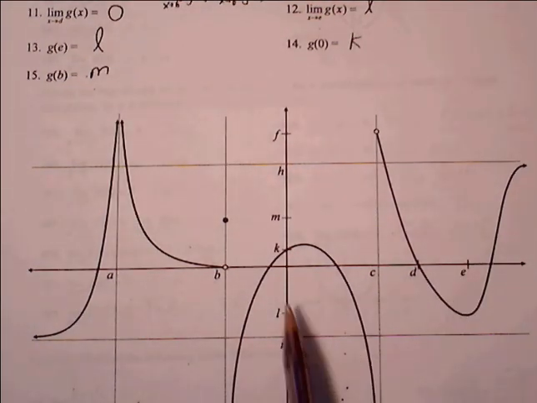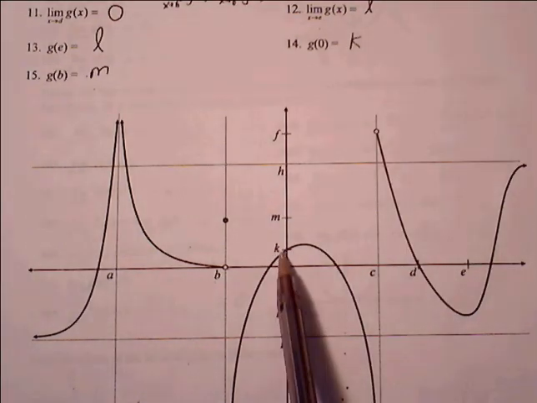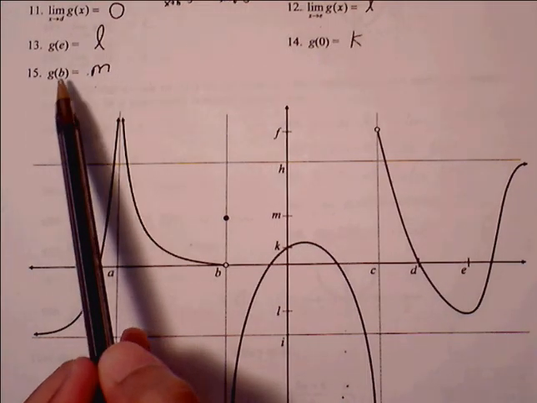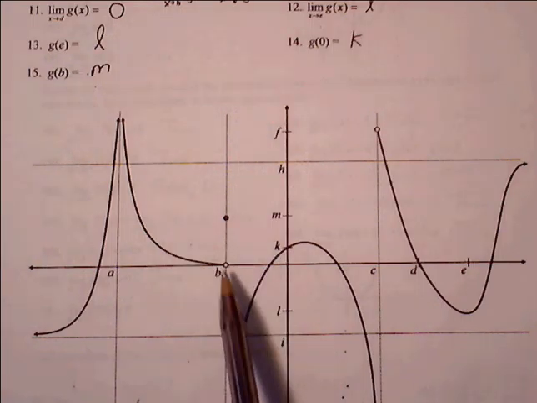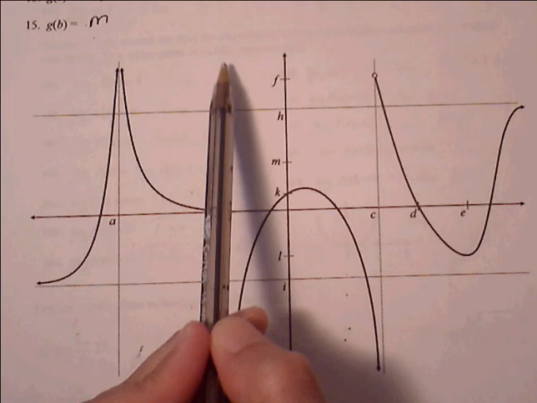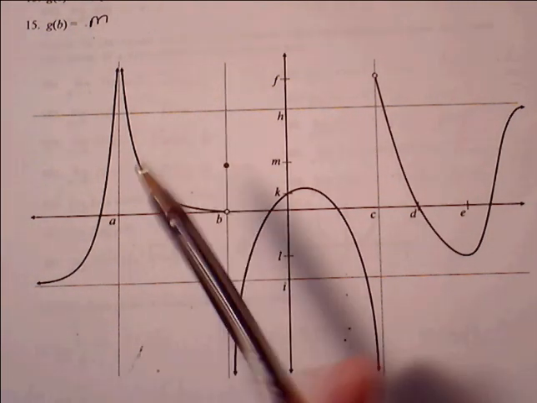14, we're looking for the ordered pair at 0. The y value is k. 15, g of b, we're looking for the y value again. So at b, the y value is at this point here. At b, the only point that we see that's defined is at the y value of m.